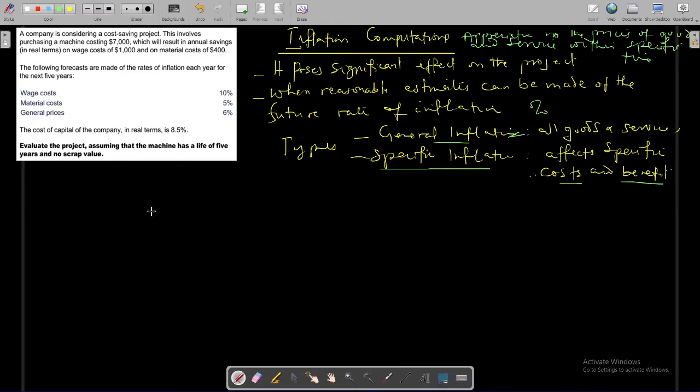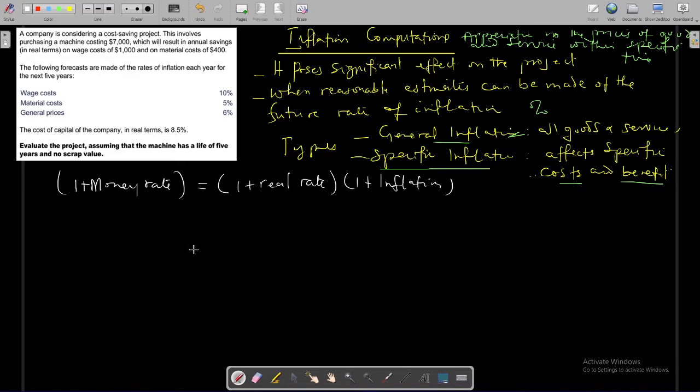So the relationship between the money rate and the real rate is established as the international Fisher effect. So we have 1 plus the money rate is equal to 1 plus the real rate, into bracket 1 plus the inflation rate.